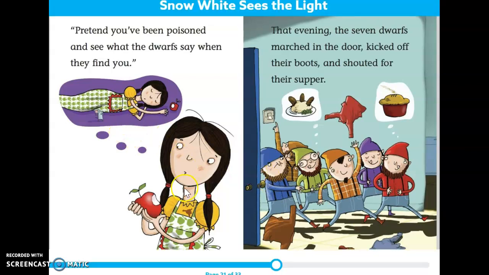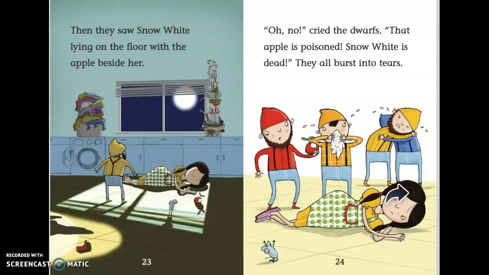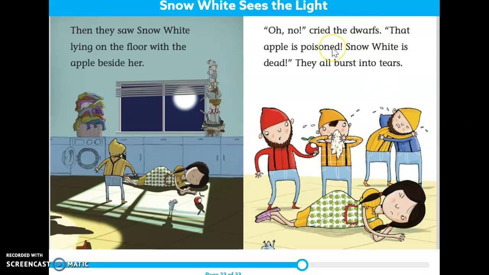Looks like right here she's going to play a trick on them. When they saw Snow White lying on the floor with the apple beside her, "Oh no," cried the dwarfs, "that apple is poison." Remember, poison, guys, is something that is harmful or something that can hurt us. "Snow White is dead." They all burst into tears.